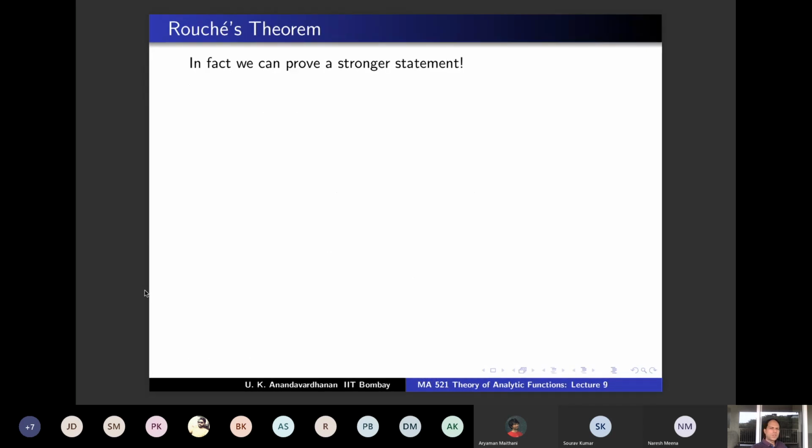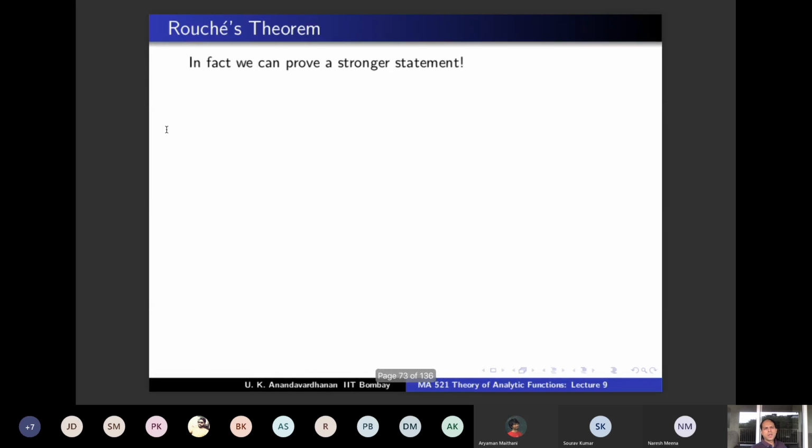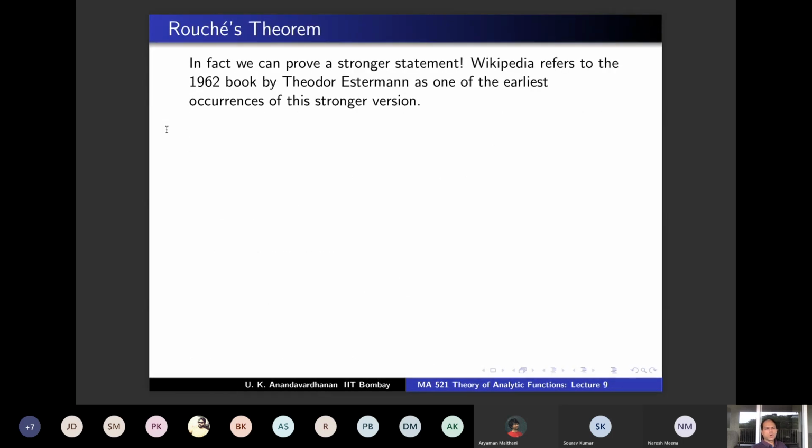In fact, we can prove a stronger statement, based on similar ideas. And this is there in Wikipedia, and this is there in some other textbooks also. So Wikipedia says Conway has this statement. I did not check. It refers to the 1962 book on complex analysis by a mathematician called Theodore Estermann. Wikipedia is not saying he proved this. It is certainly there. So it was certainly there before 1962. Rouché was long back, 1832 to 1910. So certainly before 1962, this stronger version was known.